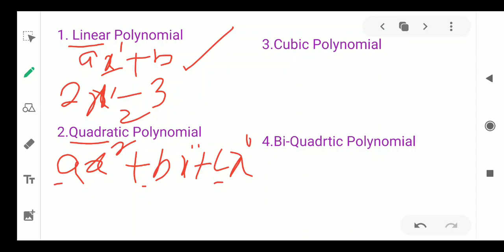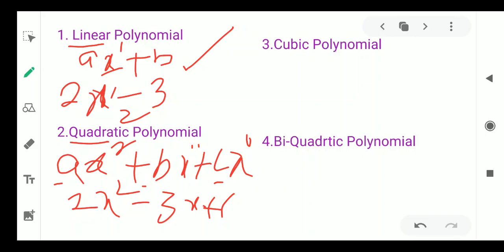So this is the quadratic polynomial, and it is a very important type of polynomial. In 10th class also we have to study quadratic equations. Later we will discuss. Now see one example, 2x square minus 3x plus 1. So it is a quadratic polynomial. Then the cubic polynomial.